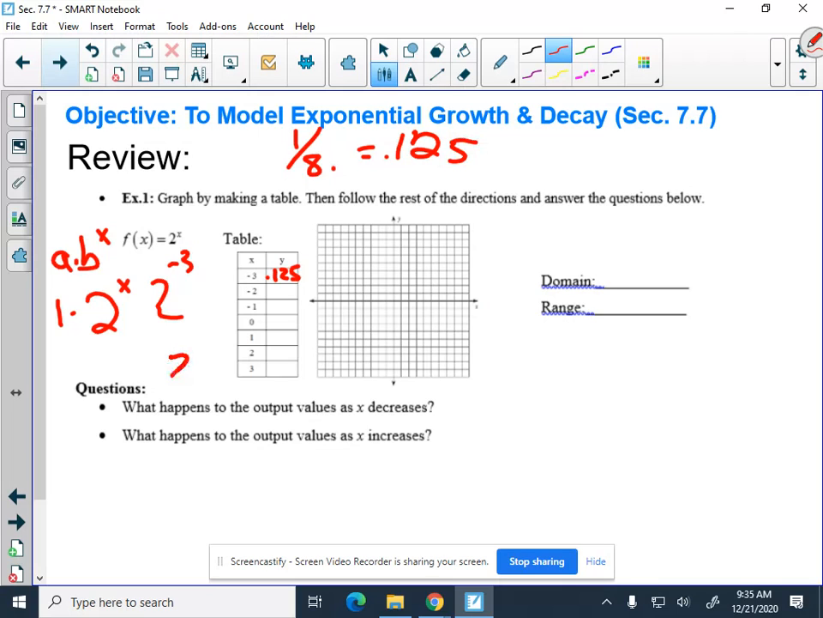Then we take 2 and we raise it to the -2. Again, make it a decimal. 2 to the -2 is 1/4, but that would be 0.25. Then we raise it to the -1. It's going to be 0.5 or a half. And then we put in 0. That gets us 1. I'm going to graph that one. And you put a dot at 0, 1.